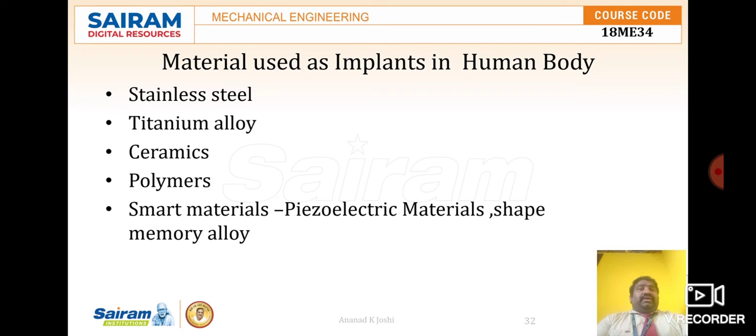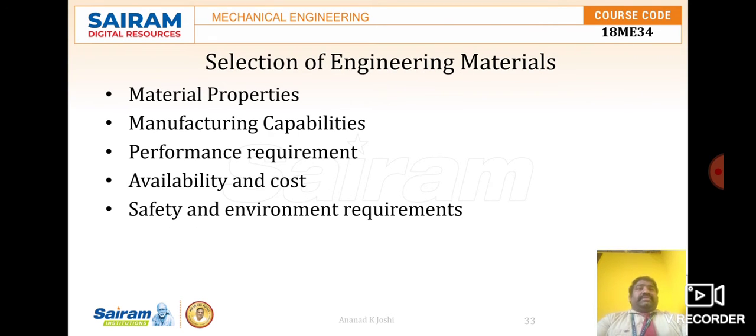Okay, next one is selection of engineering materials. How are you going to select the material? A vast majority of metals are available, and selecting the right material for making a product demands a number of factors to be considered. The various factors are mentioned here. The first one is material properties, next manufacturing capabilities, performance equipment requirements, availability and cost, and safety and environment requirements. Material properties depend upon the intended use of the product.